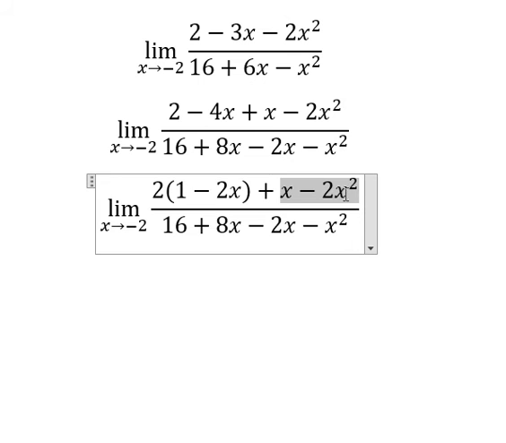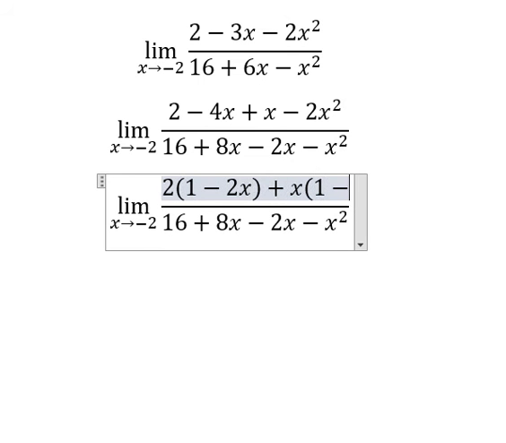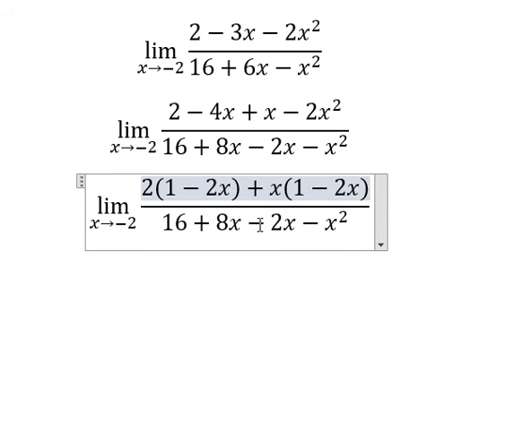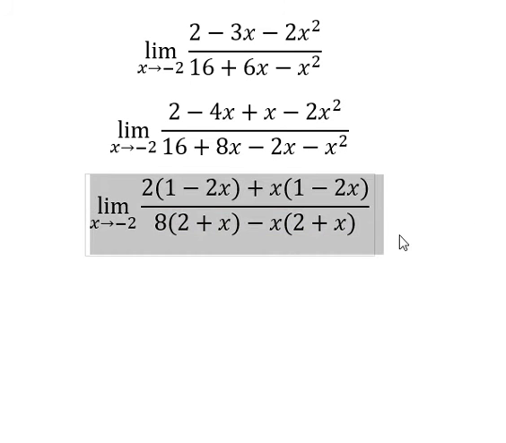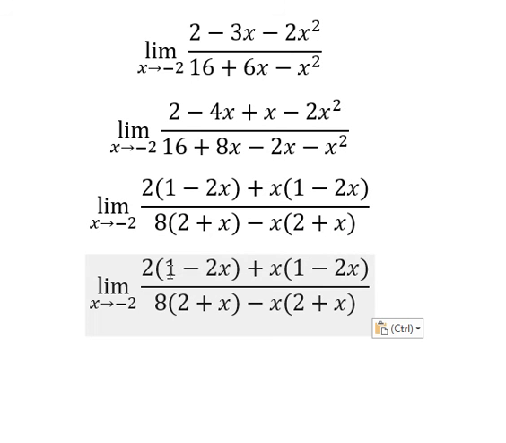This one by x. This one by number 8. This one by negative x. Now 1 minus 2x, 1 minus 2x, we can do factorization.